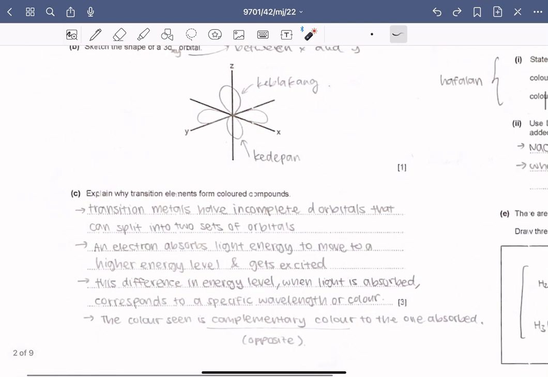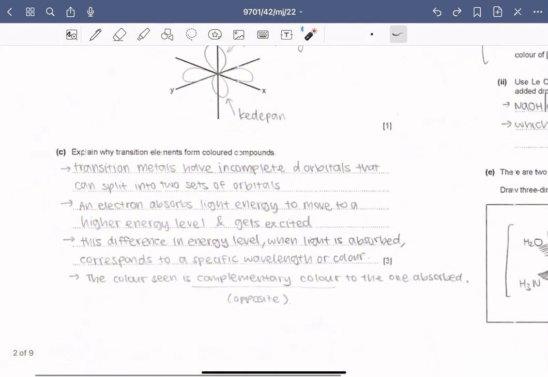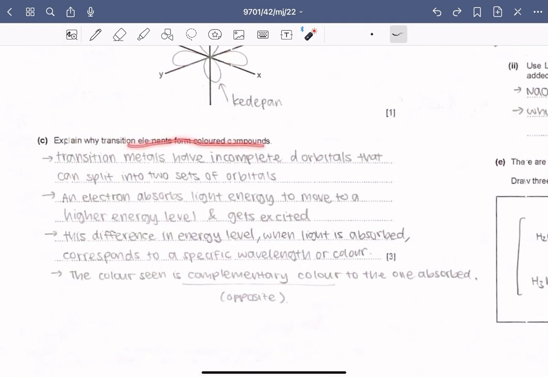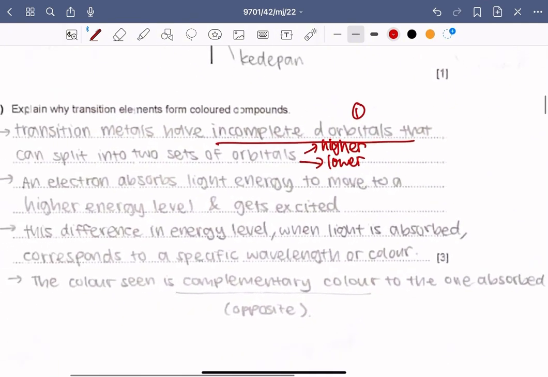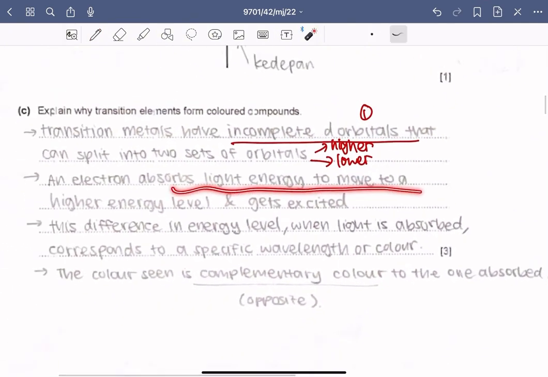Next, explain why transition elements form colored compounds. This is actually memorization, 3 marks, similar to what the question before asked. Transition metals have incomplete d orbitals. That's one. That can split into 2 sets of orbitals, one higher and one lower. So an electron then absorbs light energy to move to a higher energy level, and it gets excited.